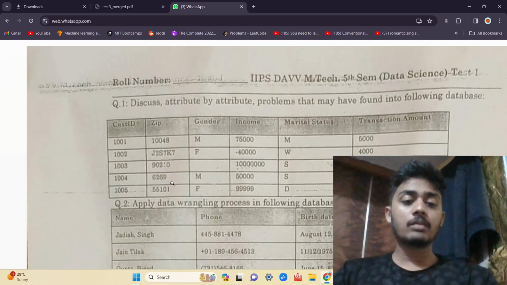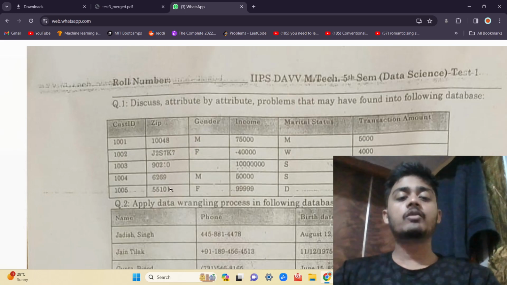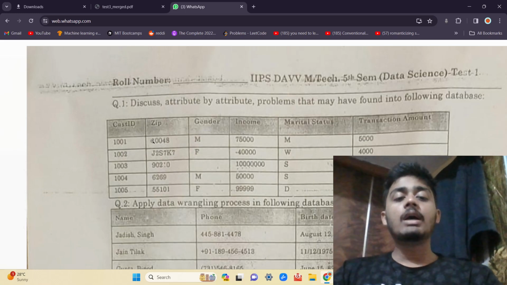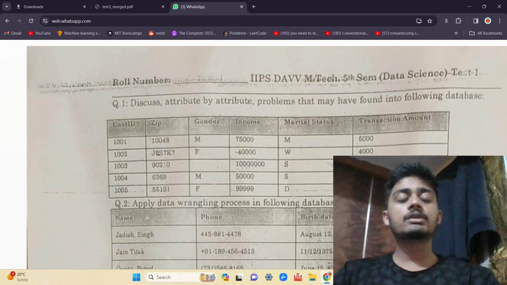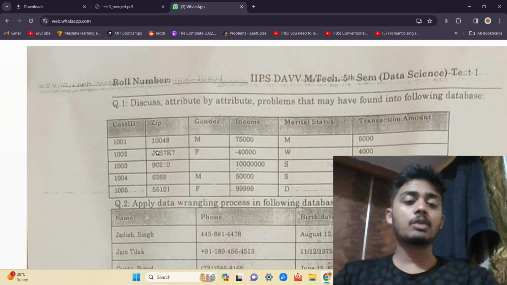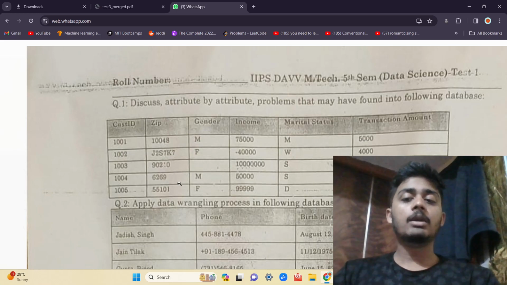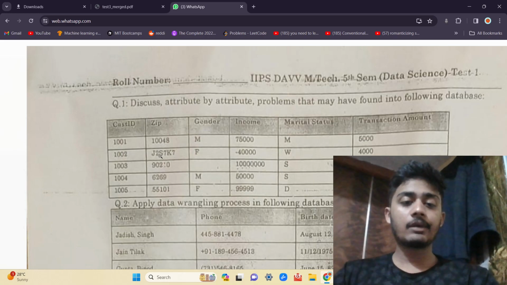55101 is also fine. So everything seems fine except 1002 and 1004, because 1002 has an alphanumerical value and 1004 has only four digits. That can create problems in the database or data analysis, so we have to take care of that.